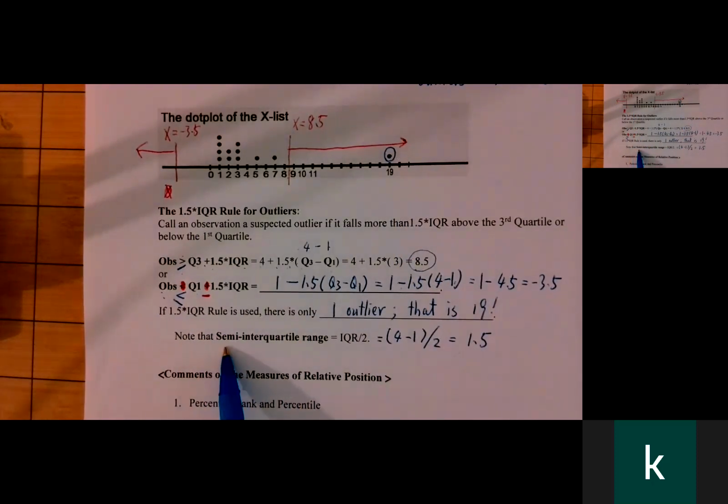Note, semi means half. Semi IQR is IQR divided by 2. In our example, Q3 is 4, Q1 is 1. 4 minus 1, IQR is 3. 3 divided by 2 is 1.5. So semi IQR is 1.5 for our example. Okay?